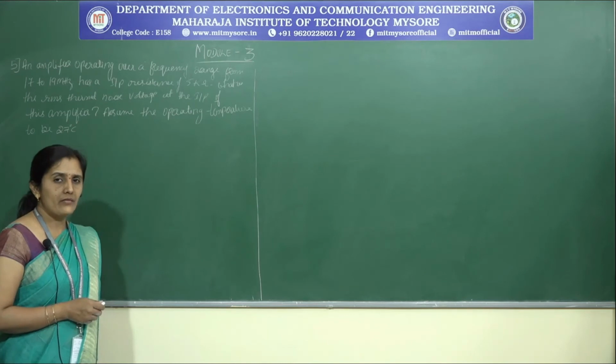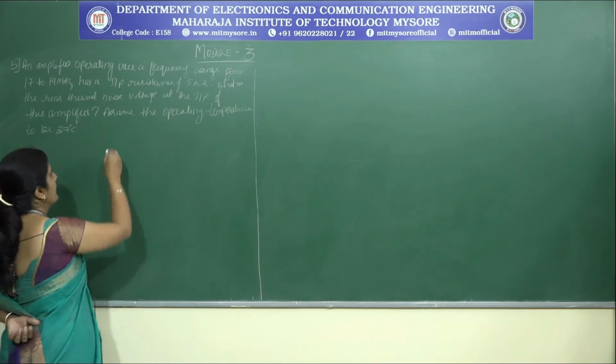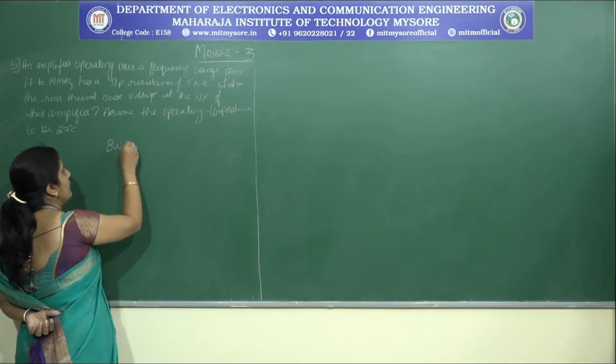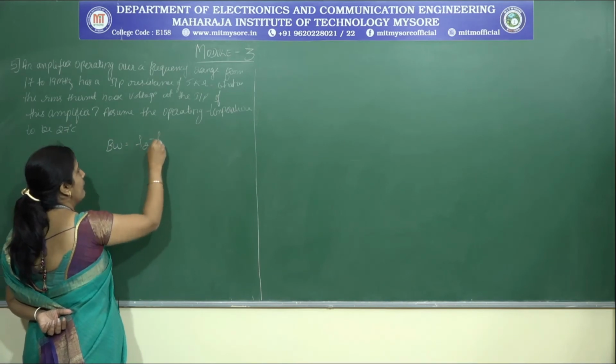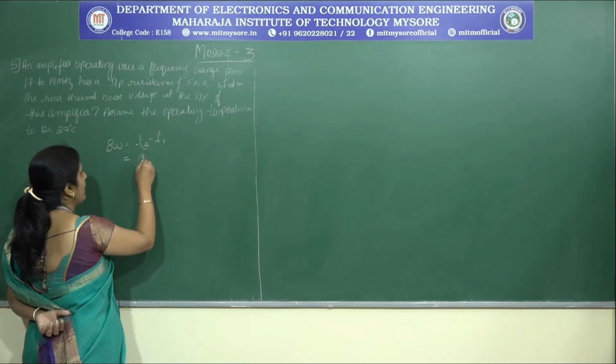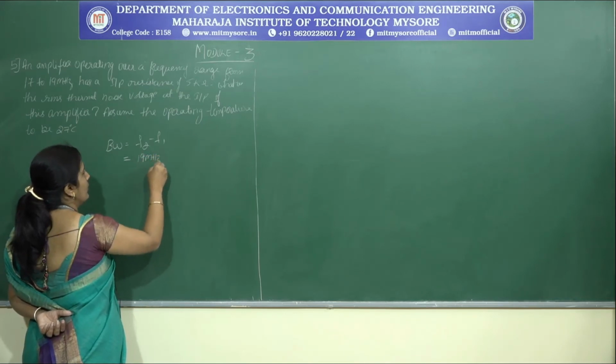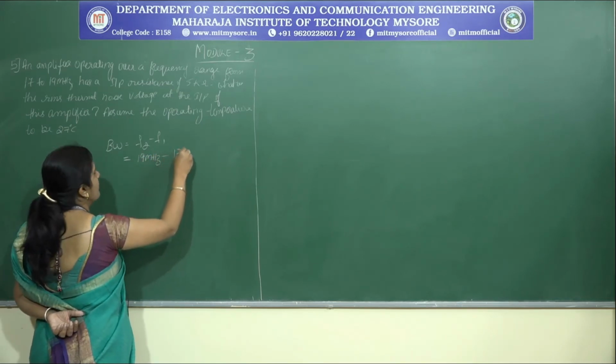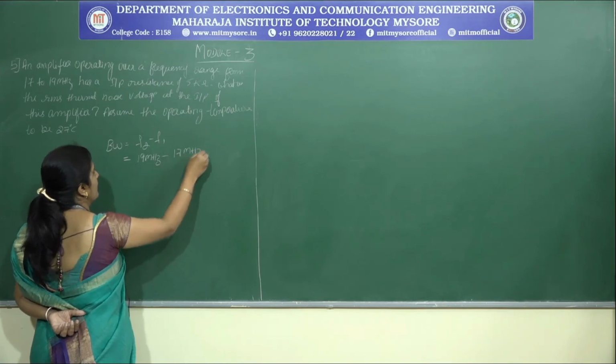So we know that the bandwidth is given by what? Bandwidth is given by F2 minus F1. So here we have the frequency range, that is 19 megahertz to 17 megahertz.